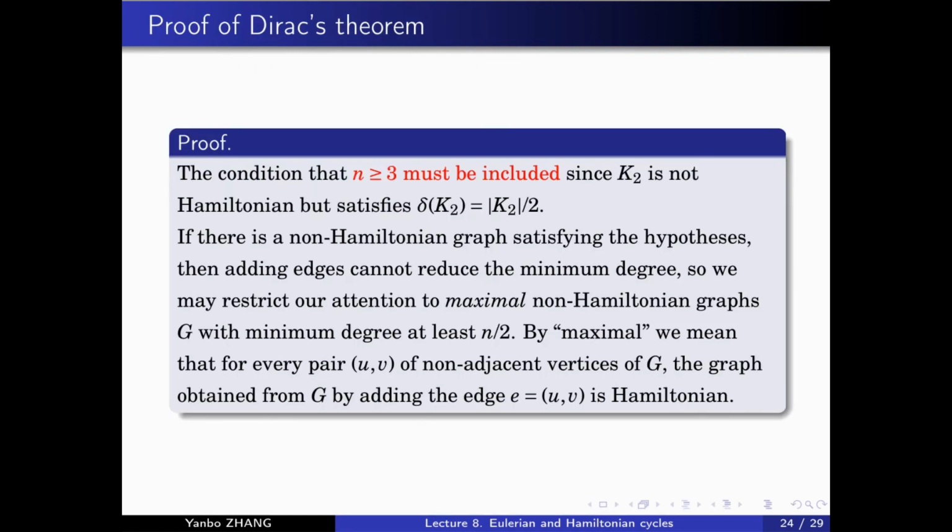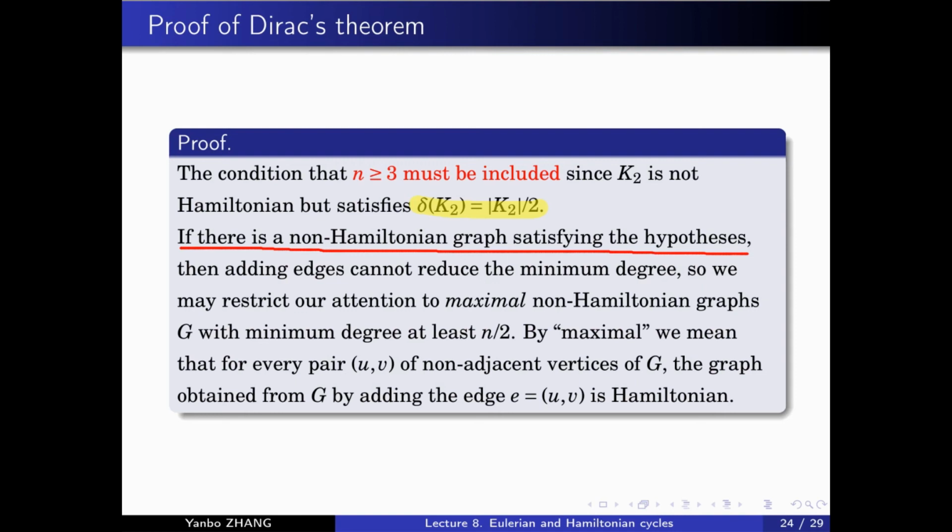How to prove this theorem? First, we need to know that the simple graph G has at least 3 vertices, because if G has exactly 2 vertices, it is not Hamiltonian, but it satisfies the condition. The minimum degree of K2 is a half of the order. To prove such a graph must be Hamiltonian, we suppose to the contrary that there is a non-Hamiltonian graph satisfying the hypothesis.